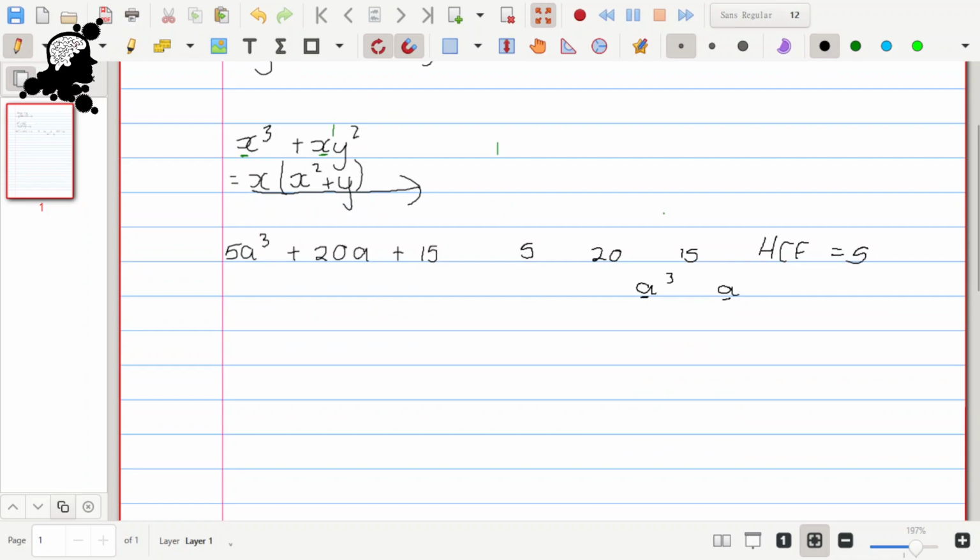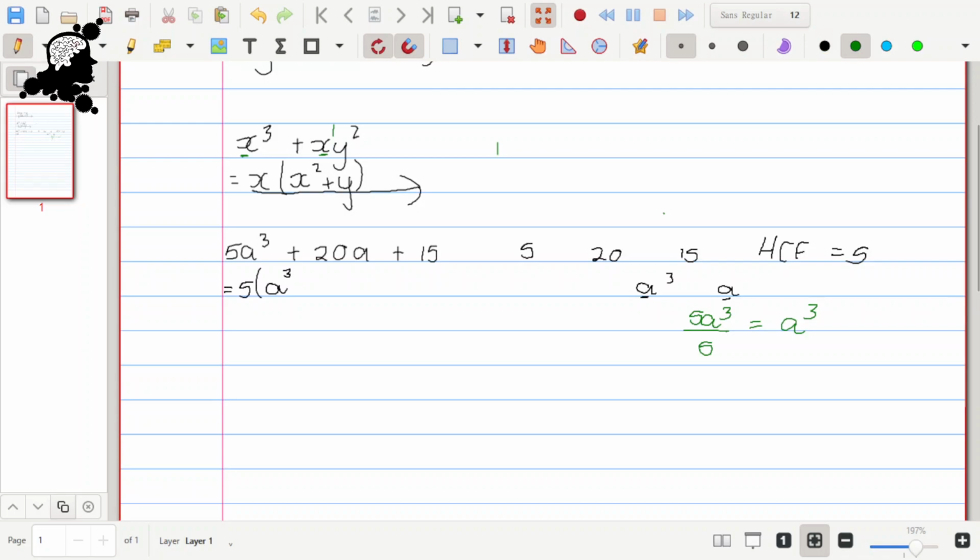Let's scroll down for some room. So I put my highest common factor and then I introduce the brackets. Next, I take the first term, which is 5a cubed, divided by my highest common factor. This will just give me a cubed. All right, let's put a cubed there.